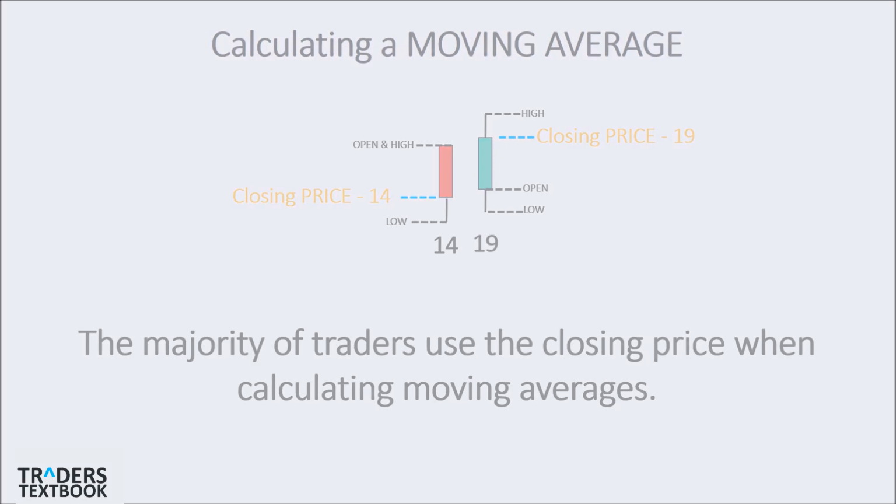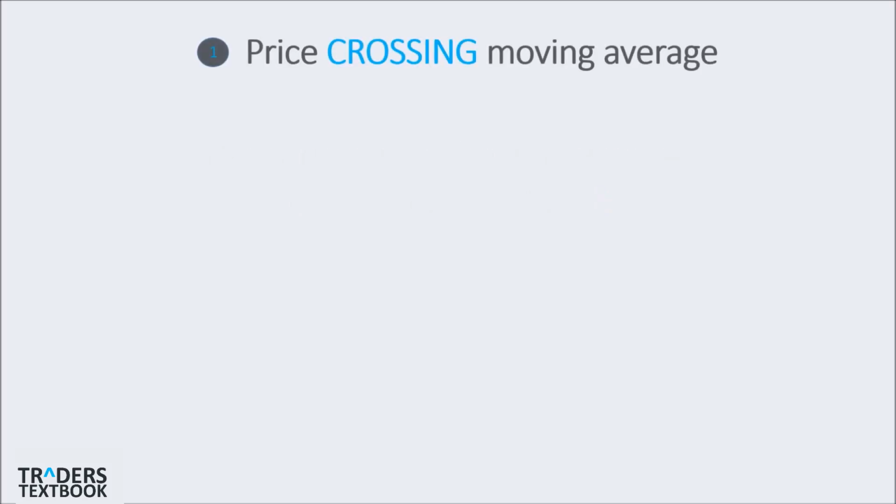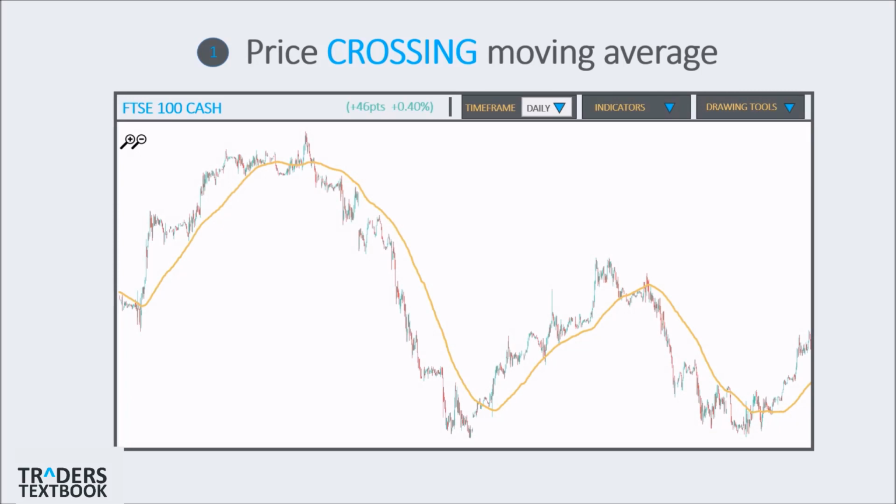Okay, great. Now that we know how a moving average is calculated, how do we actually go about using them? We have already spoken about the moving average crossing above or below the price. And then, depending on its position in relation to the price, we can determine if we are in an uptrend or in a downtrend. So this is the simplest approach to using moving averages to help us determine the trend.